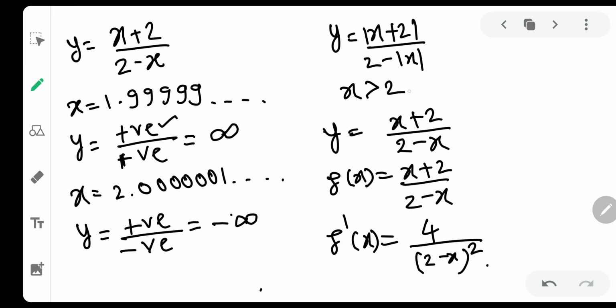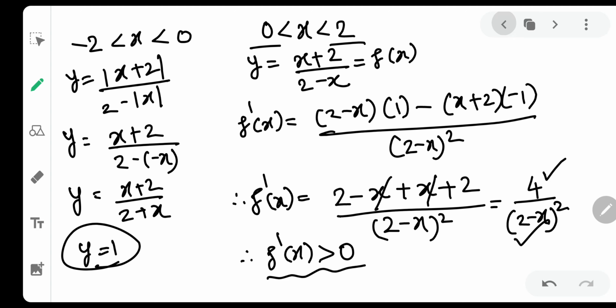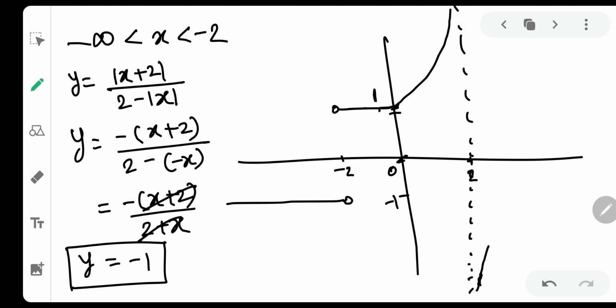Now whatever the value of x after 2 you put here, f dash x will be greater than 0, hence after 2 also the function is increasing. It means it will go on increasing after 2. But up to what maximum y value it will reach, that we don't know. So at x equal to infinity, what is the value of y, that we need to calculate, and that is very very important. So how to calculate that we need to see.